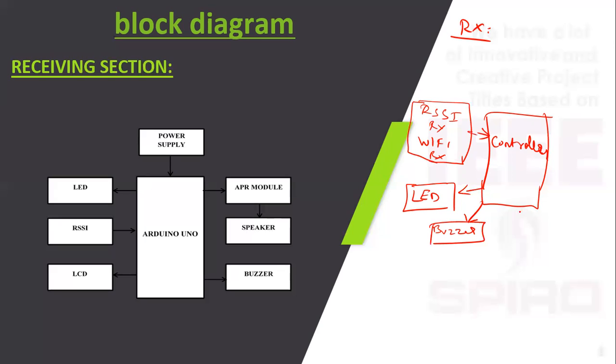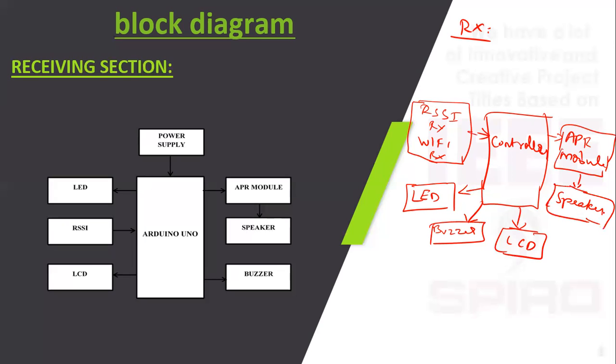buzzer, and in the LCD we display the output, the status of the controller. There will also be an APR module with a predefined voice, which is recorded beforehand and played when the condition is satisfied by the controller. The voice is played in the speaker: there is a person nearby the restricted area. So this is the receiver part.